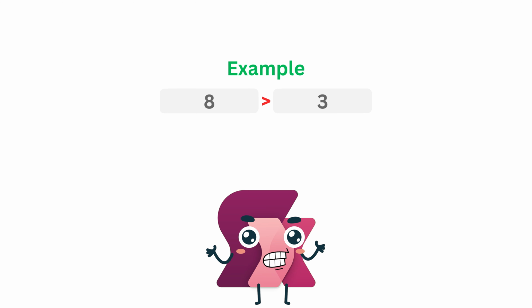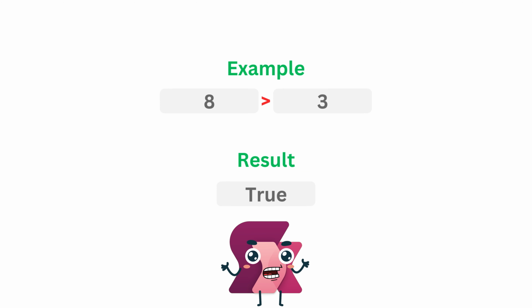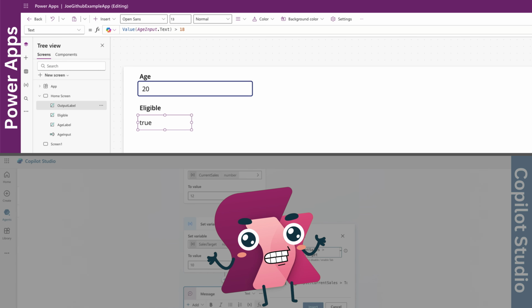Imagine you have two numbers, 8 and 3. Using the greater than operator, you can check if 8 is greater than 3, which returns true. Well, that's simple, right? This operator is key when you need to compare values dynamically and trigger actions based on conditions. In PowerApps, the greater than operator is perfect for setting up conditional logic.